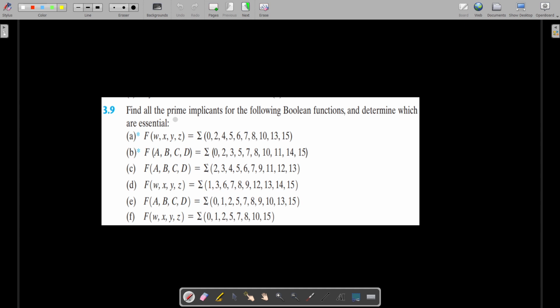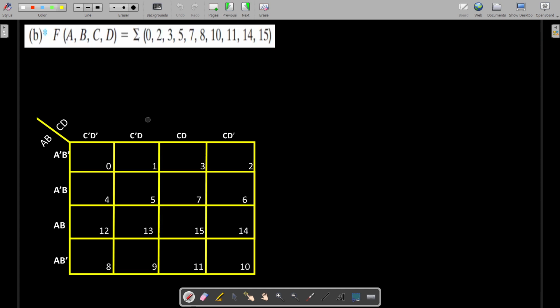The question is to find all the prime implicants for the following Boolean function and determine which are essential. So this is our B problem. f(a, b, c, d) equals sigma 0, 2, 3, 5, 7, 8, 10, 11, 14 and 15. So minterms are given, and we are going to place ones into the corresponding cells.